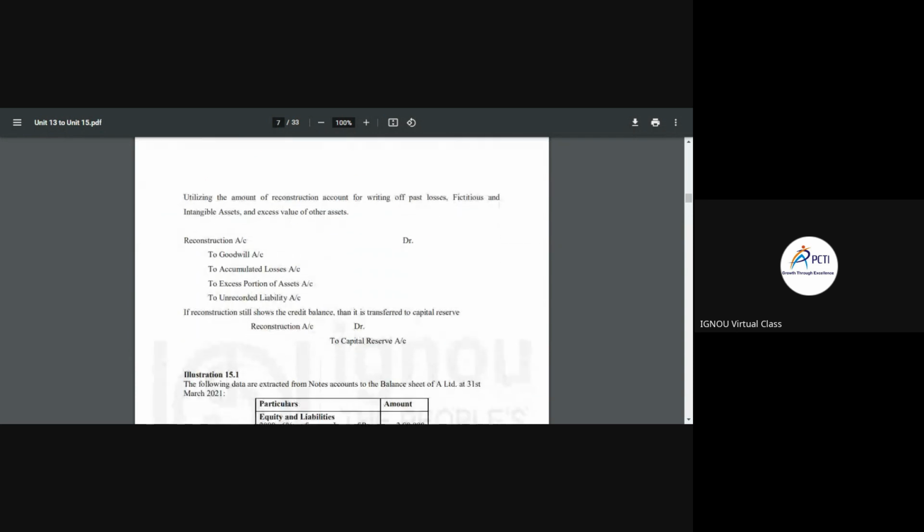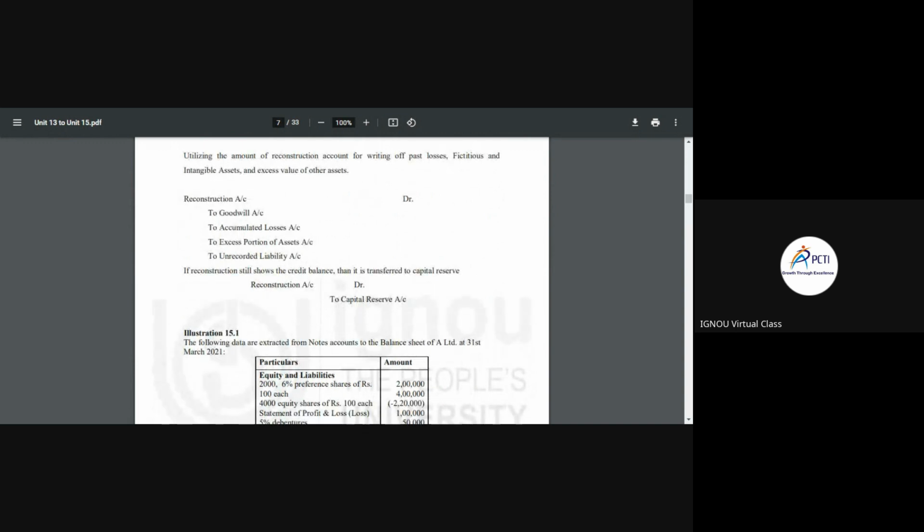Then, utilizing the amount of reconstruction account for writing off past losses, fictitious and intangible assets, and excess value of other assets, the entry which we need to pass is reconstruction account debit to goodwill account, to accumulated losses account, to excess portion of asset account, to unrecorded liability account. And if the reconstruction account still shows a credit balance, then it will be transferred to the capital reserve account. So the entry will be passed as reconstruction account debit to capital reserve account.